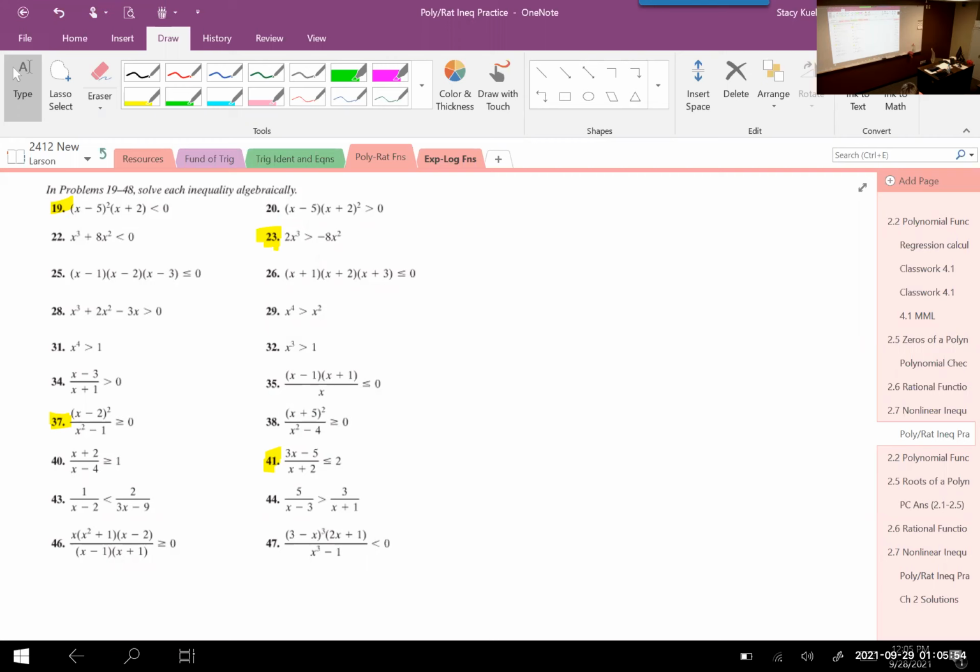Oh, I got this, but it also says undefined at -1 as well. Well, that's because, remember, you have to go back and look at what we're doing. We're doing a rational function here, right? The numerator gives me the x-intercepts. The denominator gives me vertical asymptotes. So this is where it's undefined because you have a vertical asymptote there.